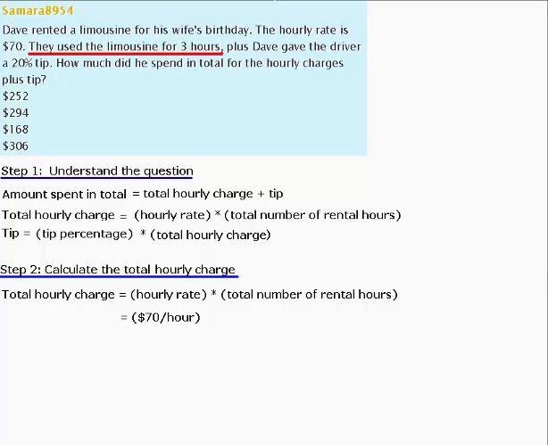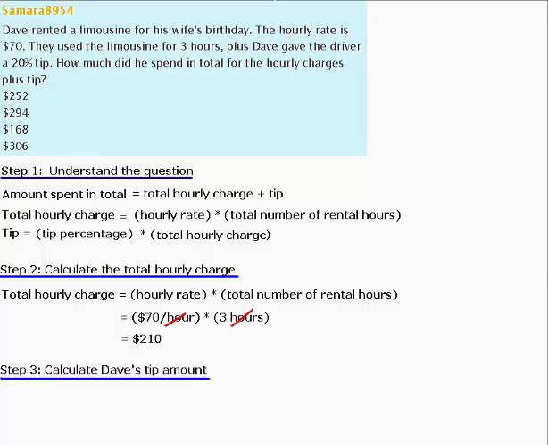Therefore, we can multiply $70 by 3 hours. After canceling out the hours and multiplying $70 by 3, we find that the total hourly charge is equal to $210. So for the duration of 3 hours during which Dave and his wife rented the limousine, the cost they incurred was $210. Now we can move on to the third step, which requires that we calculate Dave's tip amount.